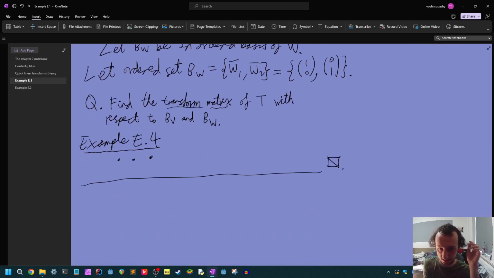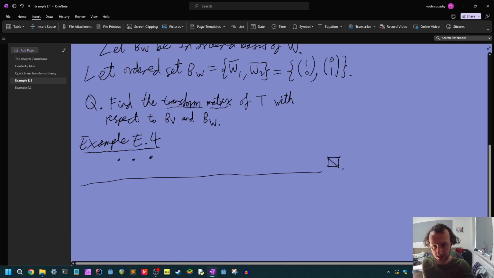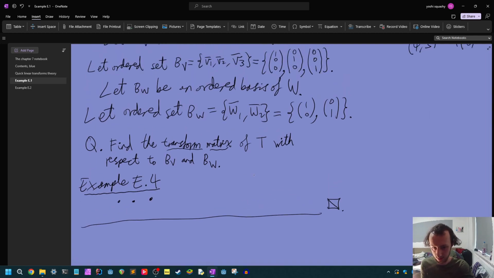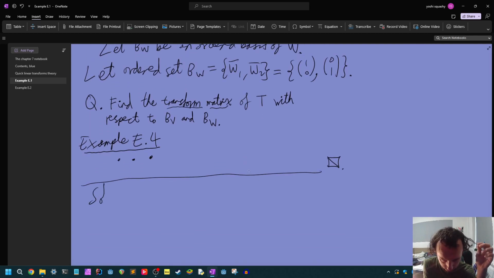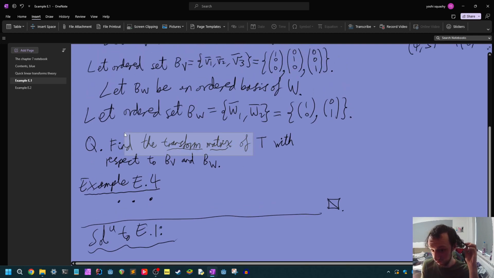I'm omitting worked example E.4 for now. We'll come back to this. It's going to be based on this same setting, but I think it's better just to do the first part first. So let's just do that. Solution to E.1. There are a number of things we could do to try and get the transform matrix.